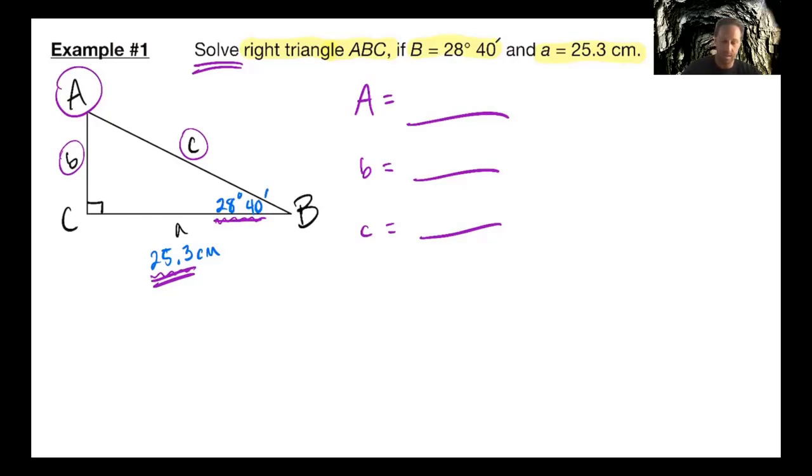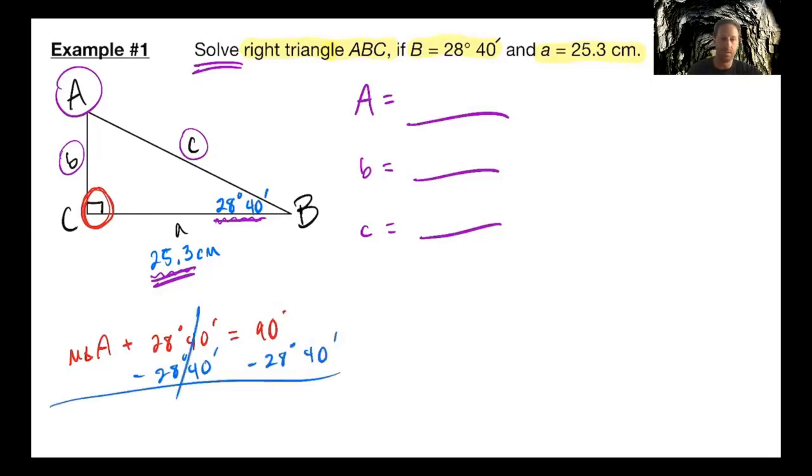Let's start with that. Let's start with the inside for this one. Well, hopefully you recognize that because this is a right angle, we know that the other 2 angles, A and B, are complementary angles. Because we know the sum of the triangle is 180. So we already know since this one right here is 90, the other 2, angle A plus angle B, have to equal 90. So all we have left to do is solve that by subtracting 28 degrees, 40 minutes from both sides. And that will give me the measurement of angle A.